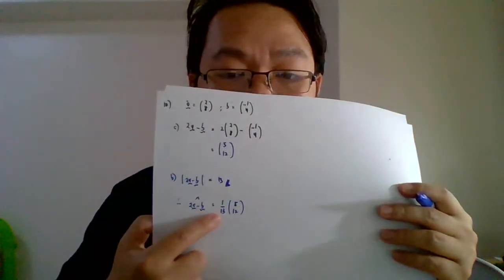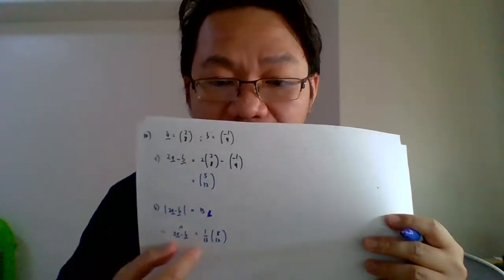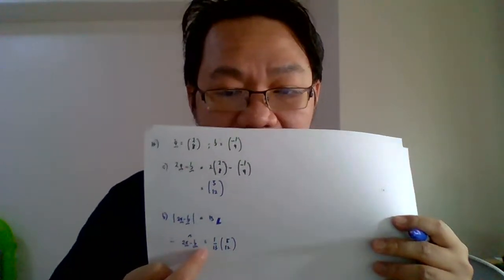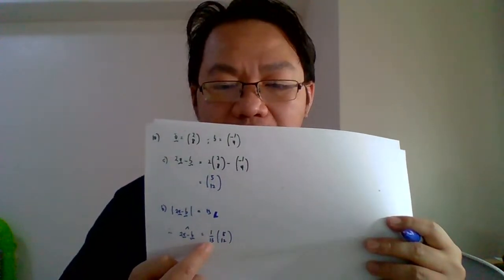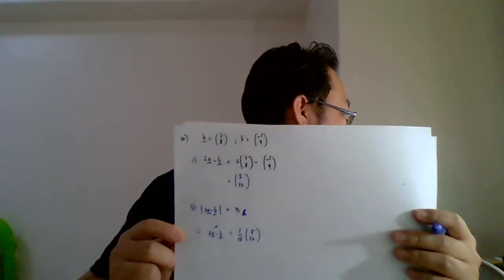Then the unit vector equals 1 over 13, 5, 12. Why 1 over 13? Because I told you the formula is the vector itself divided by the magnitude. That's why 1 over 13, and then this vector. Settled. That is question number 10. Done. Now, number 11.